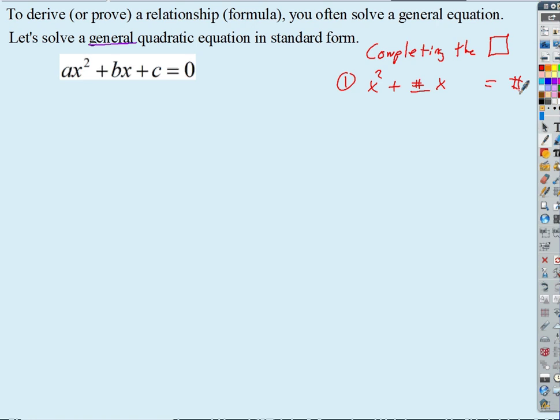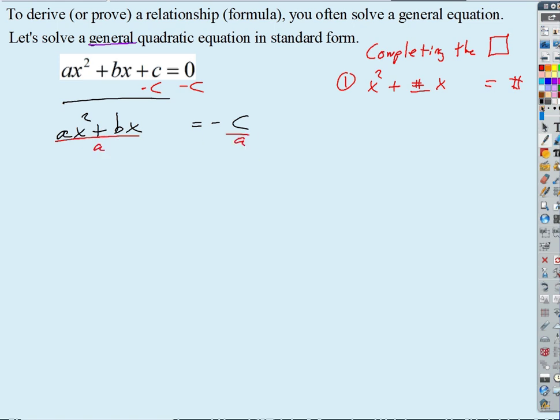In other words, I need the coefficient of x squared to be 1, and I want just the x squared and the x terms on one side of the equation. So what do I have to do to get there? Subtract c. I got to subtract c first, right? So we're going to subtract c to get just the x squared and the x term by themselves. And then I got to get rid of that a, right? So I'm going to divide both sides by a.